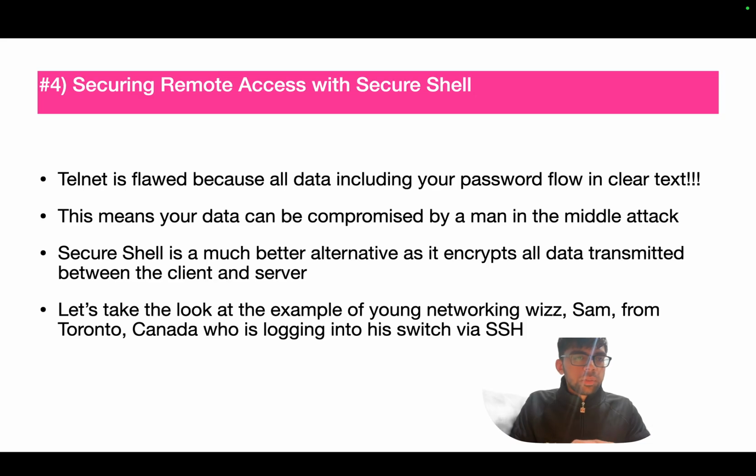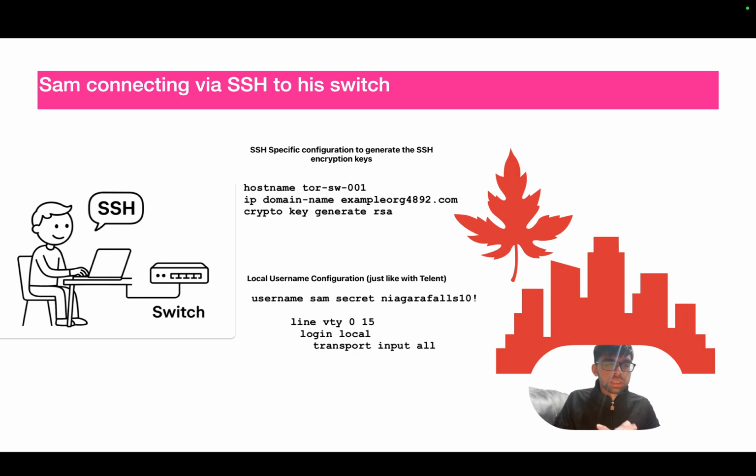Now moving on to method 4, securing remote access with Secure Shell. Now, Telnet is flawed. Telnet is not necessarily a friend because the data is flowing in clear text. Oh no. So what do we need to do? Because data can be compromised quite easily by a man-in-the-middle attack, okay? So what we need to do is use something like Secure Shell, SSH, because SSH does data encryption between the client and server.